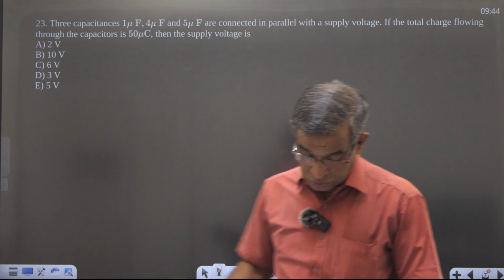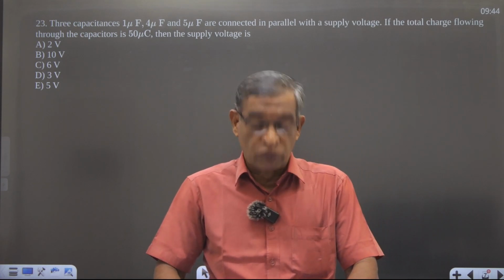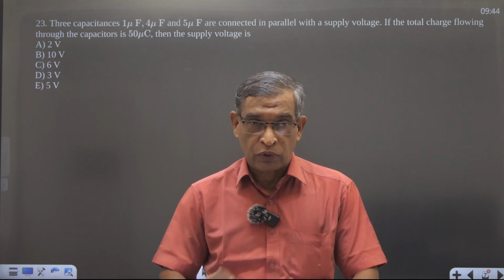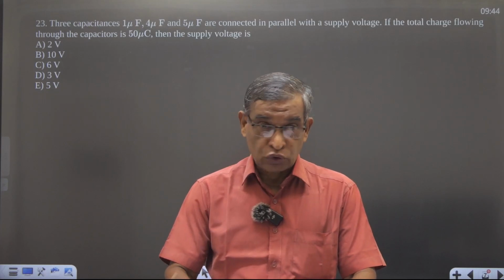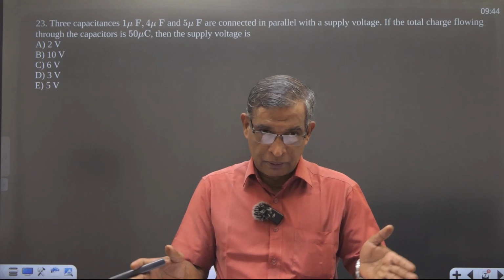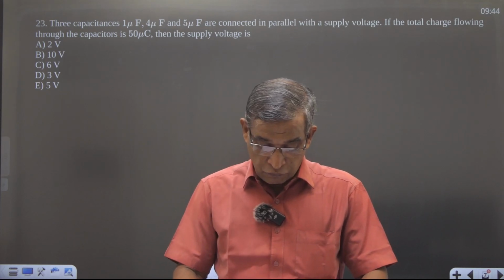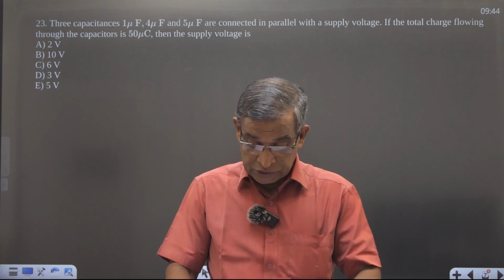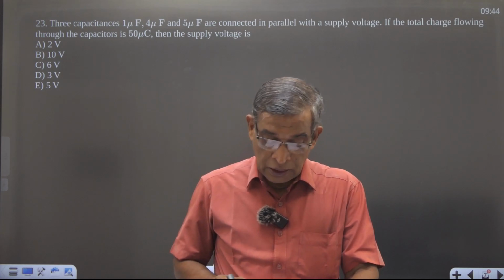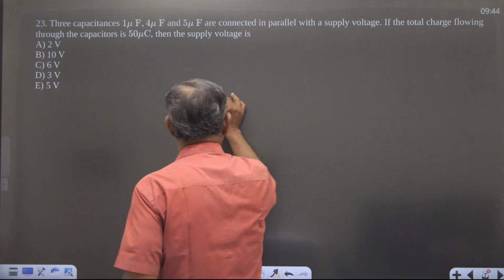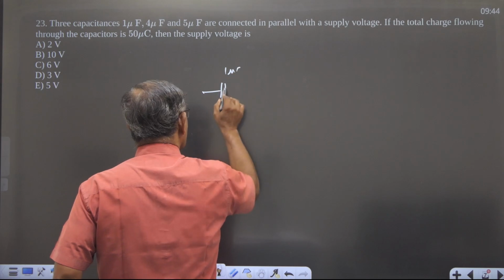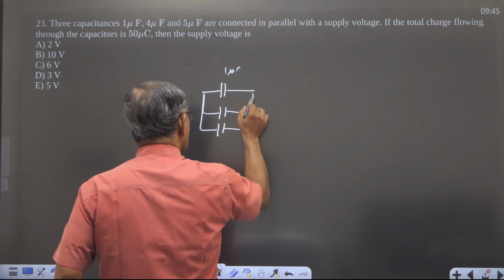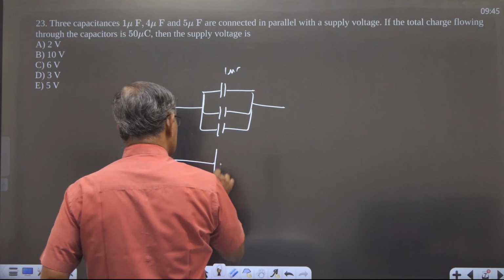Three capacitors, 1 microfarad, 4 microfarad and 5 microfarad, are connected in parallel with the supply voltage. The source is the same and all are connected in parallel across the source. The total charge flowing through the capacitors is 50 microcoulomb. Then what is the supply voltage? Now, if you draw the figure, this is 1 microfarad, this is our second capacitor and this is our third capacitor. All are connected across the same source.